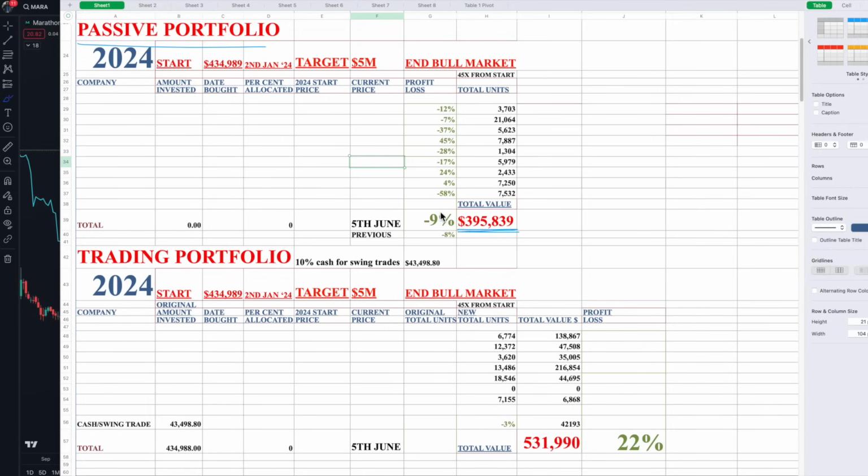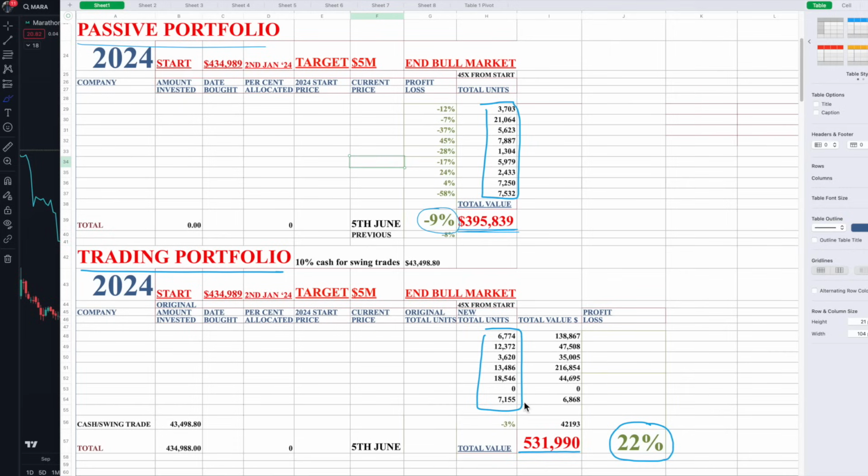So with our passive portfolio, that's 9% down on the year, considering that we've been mostly in a downtrend since the beginning of the year. However, the trading portfolio with the ratio trades, if you look at the number of units we've made by doing ratio trades, you'll see that it has now grown to 531,000. So while the markets have been down, our trading portfolio, based on a very simple, safe method of trading, is up 22%.